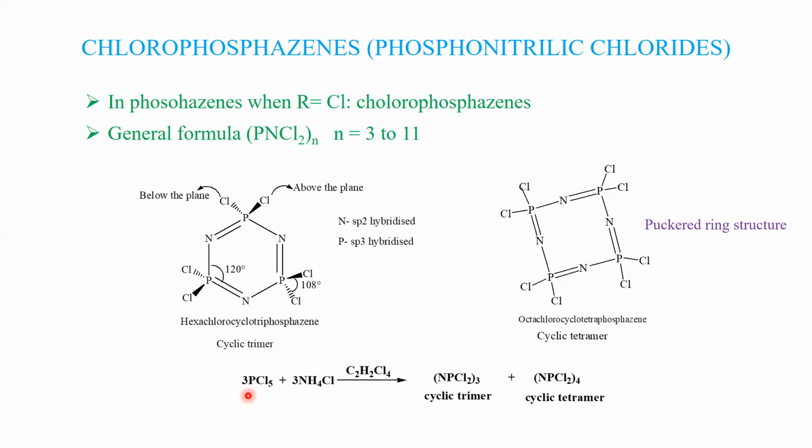Then the method of preparation of this cyclic trimer and cyclic tetramer is that PCl5 is reacted with ammonium chloride in the presence of tetrachloroethane. We can get a mixture of cyclic trimer and cyclic tetramer.